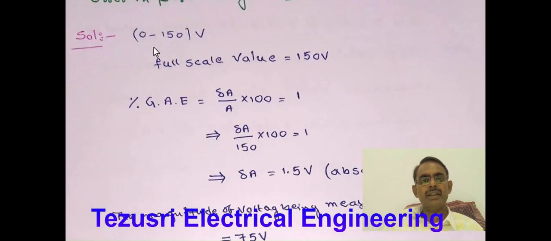See here, the voltage range is 0 to 150 volts, so the full scale value is 150. The percentage of guaranteed accuracy is specified as 1%. That means guaranteed accuracy error equals absolute error by full scale value into 100 equals 1. Then we get the absolute error: absolute error equals 1.5 volts.